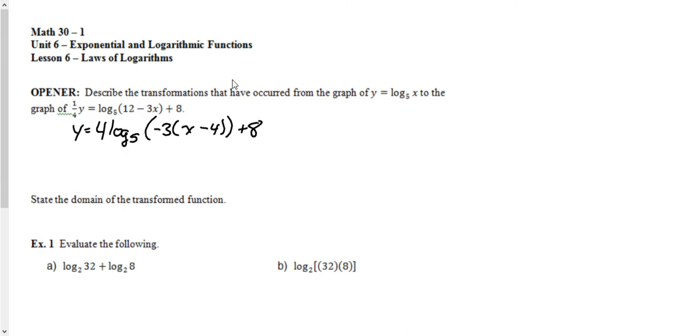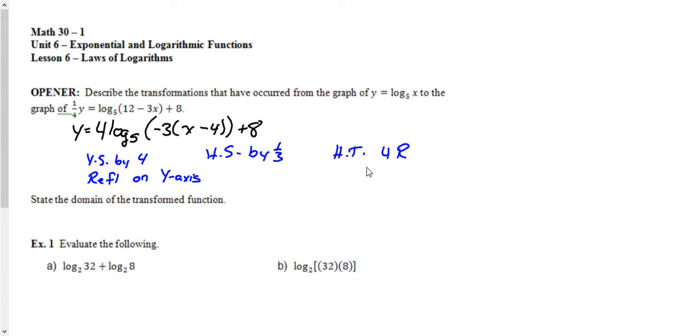That's our equation factored. Of course, now as descriptors, we have vertical stretch by a factor of 4. We have a reflection on, and if it's inside our function here, which it is, it's a reflection on our y-axis. You have that 3, which is a horizontal stretch by a factor of 1/3. You had to reciprocate that. You have a horizontal translation 4 units to the right and a vertical translation 8 units up. And there we go. That's our opener question.